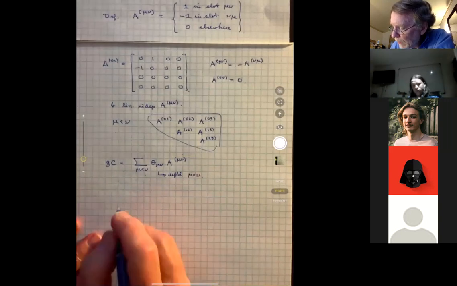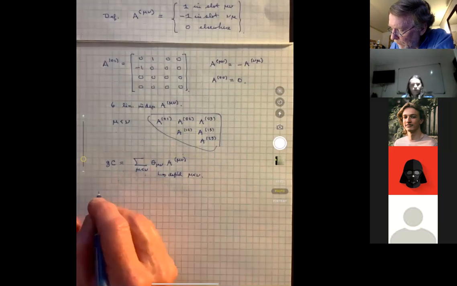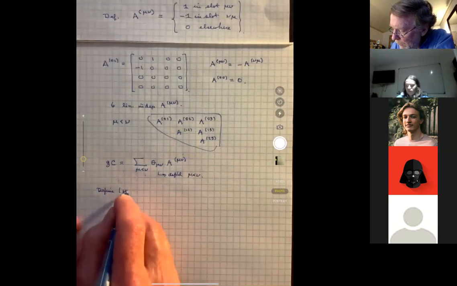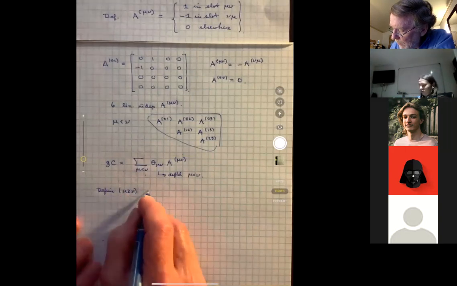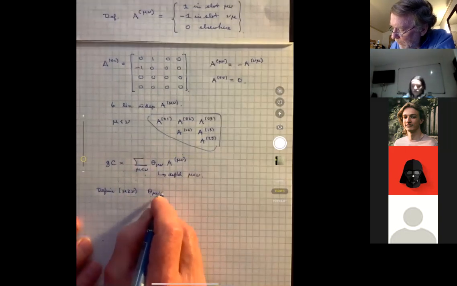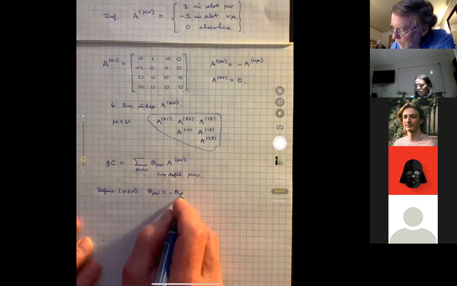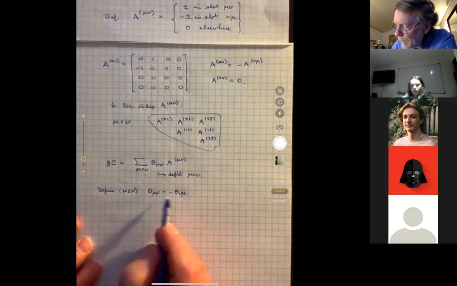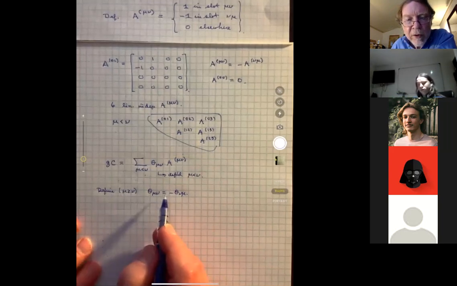Now, however, having defined them for mu less than nu, let's define theta mu nu for the case of mu greater than or equal to nu. Let's define theta mu nu is equal to minus theta nu mu, thereby promoting these coefficients you see into a 4x4 antisymmetric matrix of numbers.